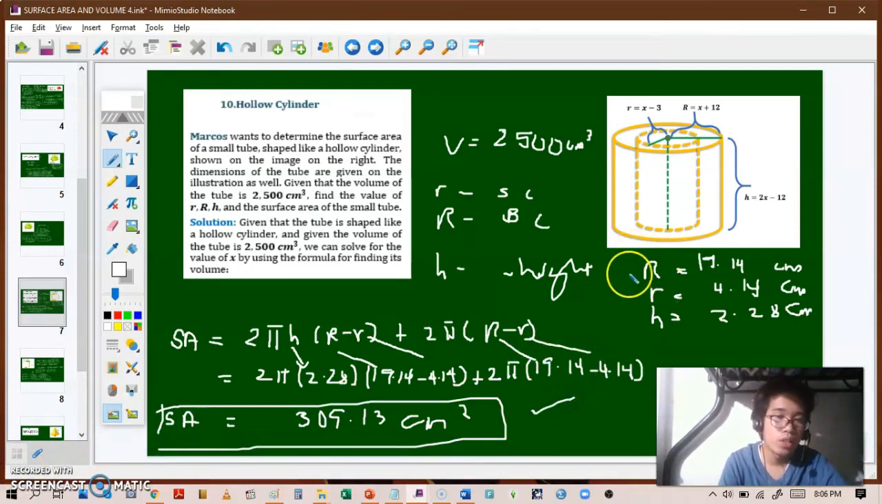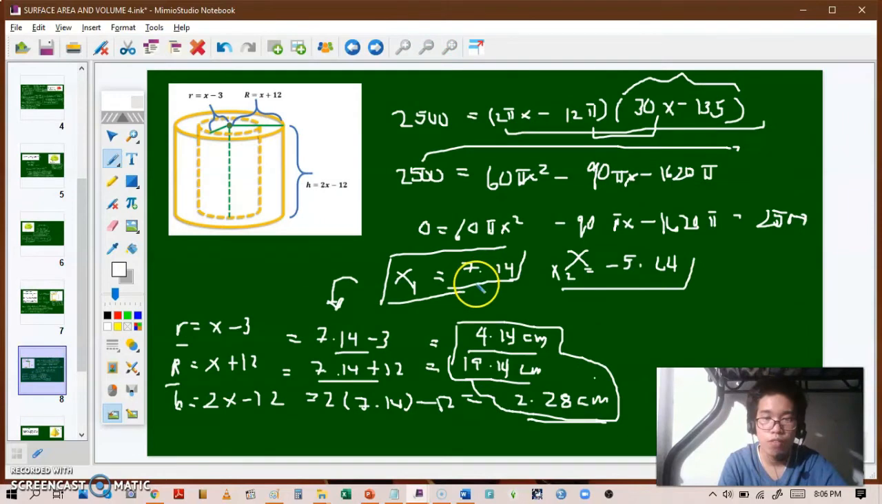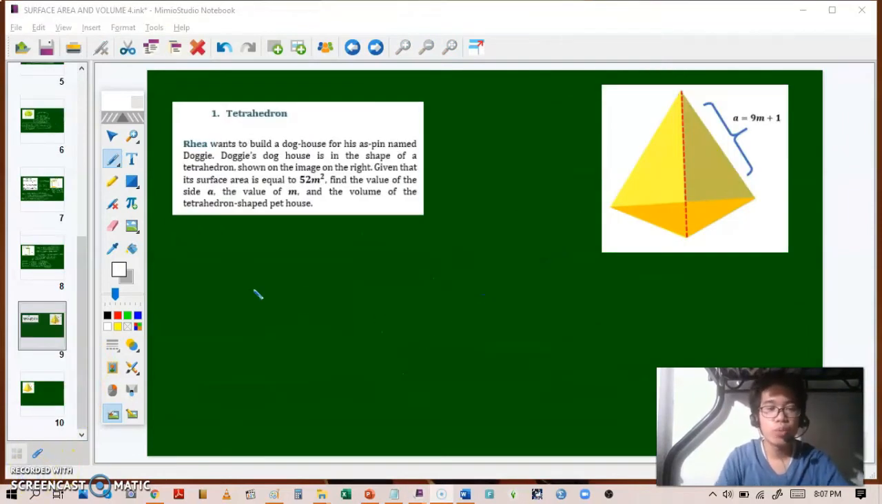So we found the radius of the big circle, the small circle, the height, and the surface area, and also the value of x, which is 7.14. And then we have here a tetrahedron problem. So we're now in the realm of Platonic solids.